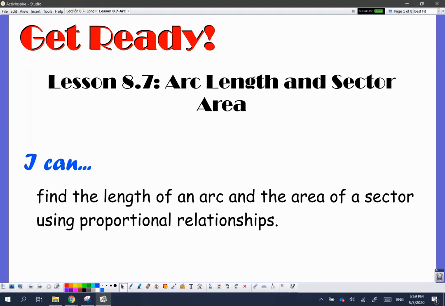Yay! So today we're going to be talking about arc length and sector area. This is lesson 8.7. Let's start with our objective so we know what we're learning about. I can find the length of an arc and the area of a sector using proportional relationships. So let's start by defining what each of these words mean, arc length and sector area.